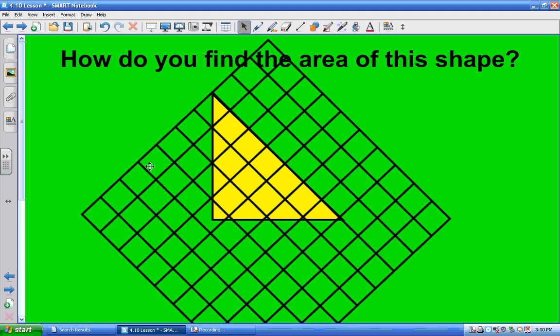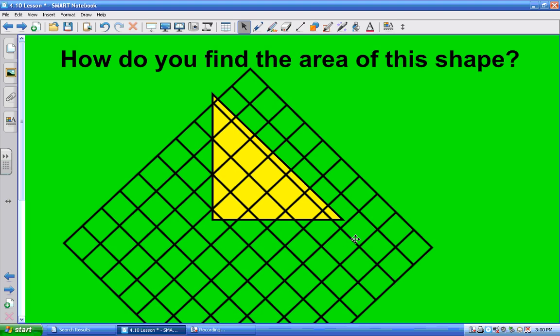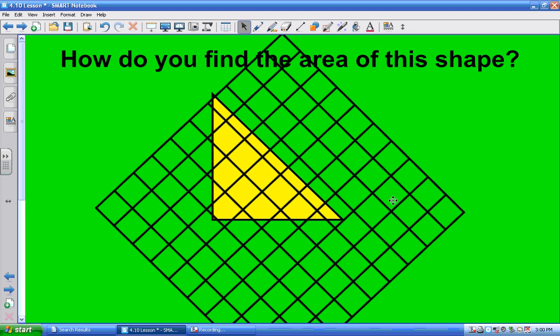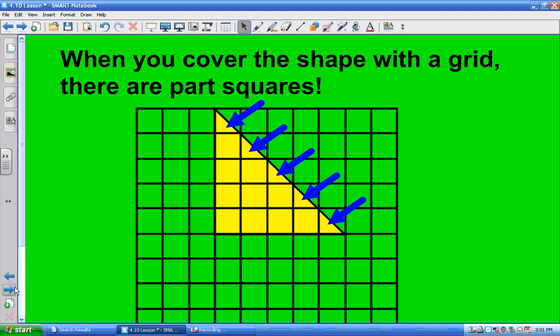A different shape? I can't change the shape, I'm working with a triangle. But if I change the shape of the grid, then I'm not having square centimeters, am I? And we measure in a unit which is standard, which is square centimeters. You turn the page, and when you cover the grid like that, we get part squares, don't we?